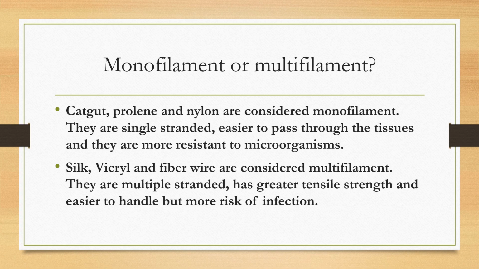On the other side, silk, vicryl, and fiber wire or ethibond are considered multifilament. They are multiple-stranded, has a greater tensile strength. They are stronger than the monofilament, and they are easier to handle. Okay, we don't need to make a lot of knots, but there is a more risk of infection because they are multi-stranded, so they can harbor more microorganisms.